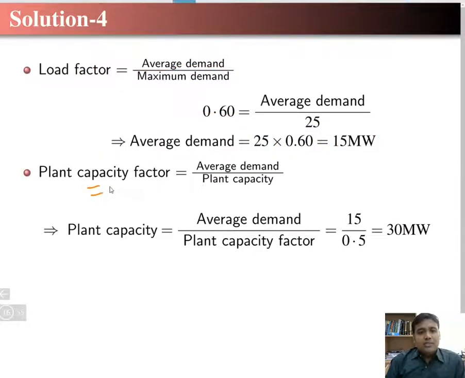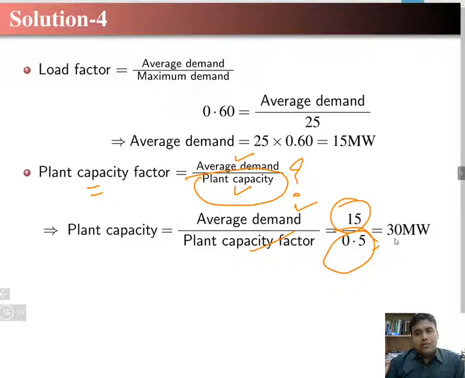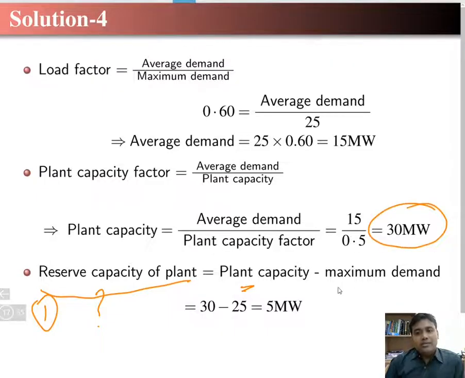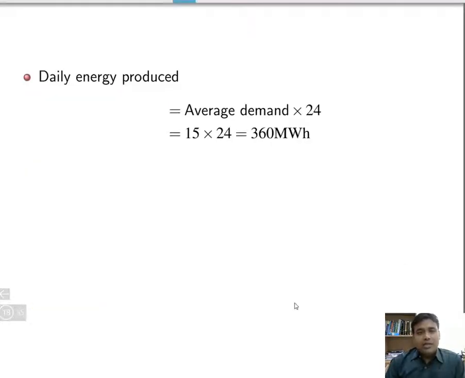Then the plant capacity factor, you know, is the ratio of average demand by plant capacity. So plant capacity you can calculate as average demand divided by plant capacity factor. These data are given in the problem. You can obtain 30 megawatt as the plant capacity. Next, the reserve capacity of the plant: the first thing you needed was the plant capacity, that is 30 megawatt, minus the maximum demand on the power plant, that is 25 megawatt. So you have 5 megawatt as the reserve capacity.